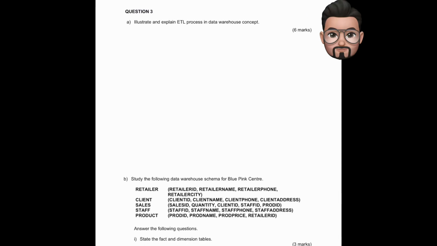Moving on to question 3. Illustrate and explain ETL process in data warehouse concept. Okay, so when we talk about data warehouse concept, we will have the ETL process. What is it by ETL process? E means extract, T means transform, and L means load.